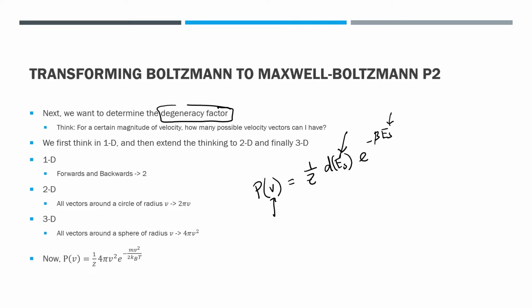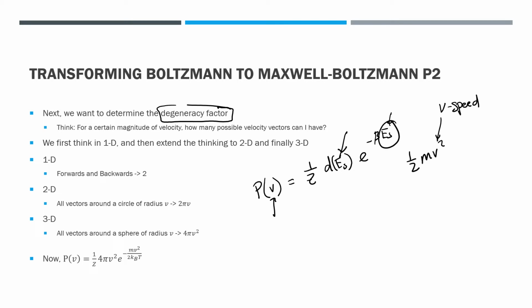The question we want to ask is, at a certain speed, how many possible velocity vectors can I have that give me that same speed? That's my degeneracy state. How many possible vectors for velocity can I have that end up giving me the same energy state? And remember, energy state is given by half mv squared, where v here is basically the speed.